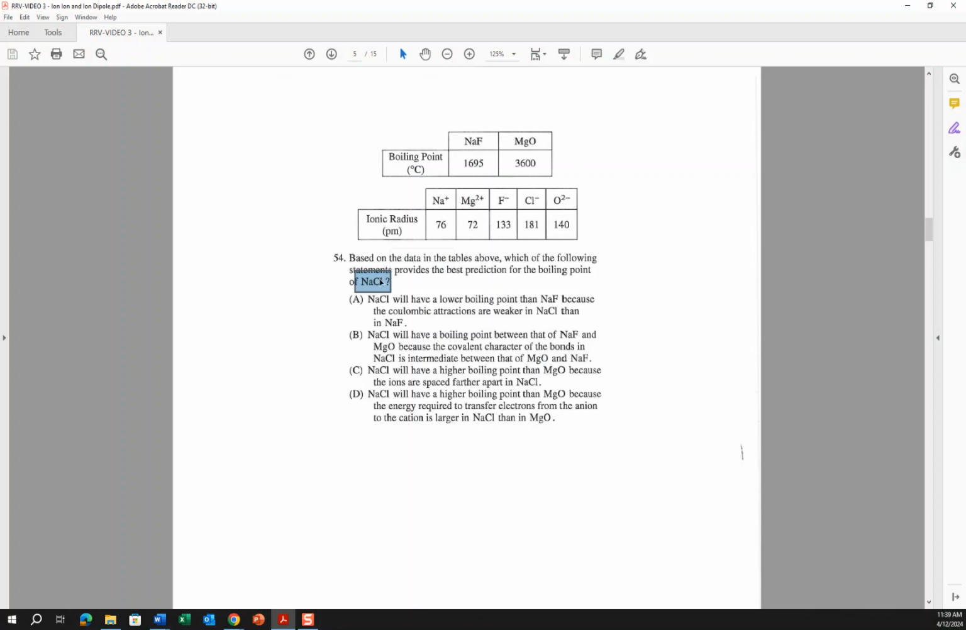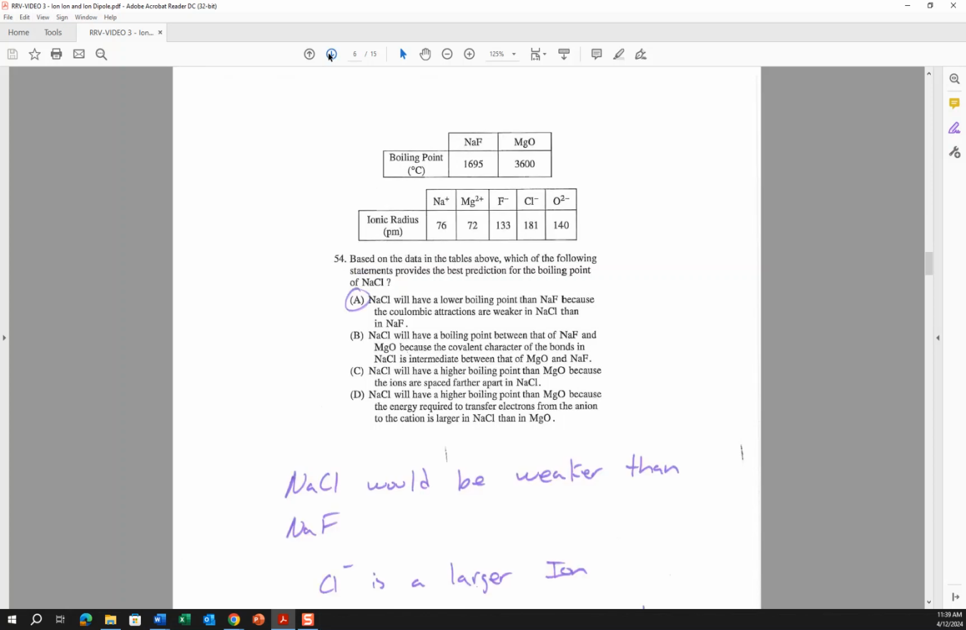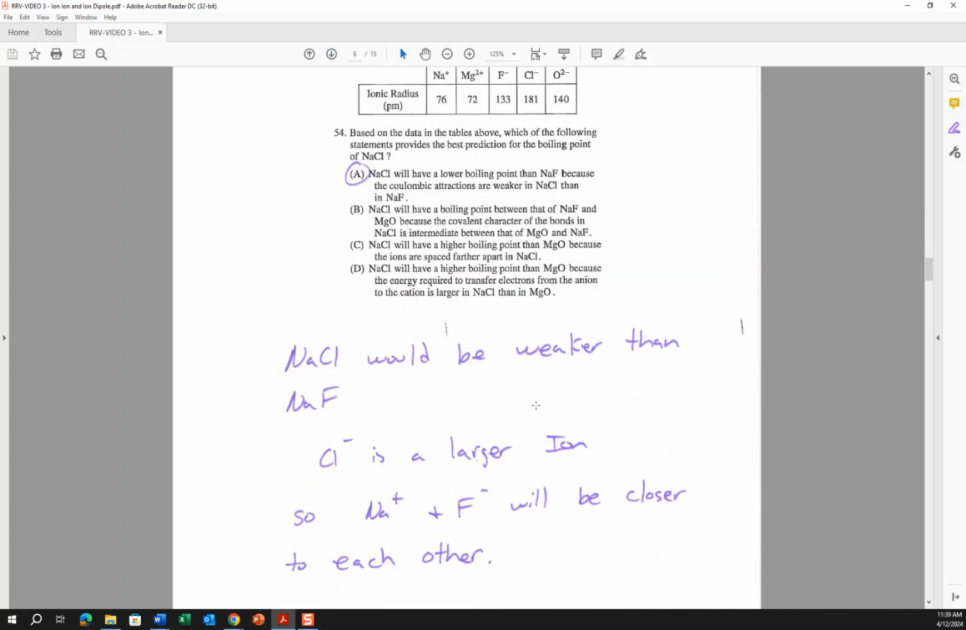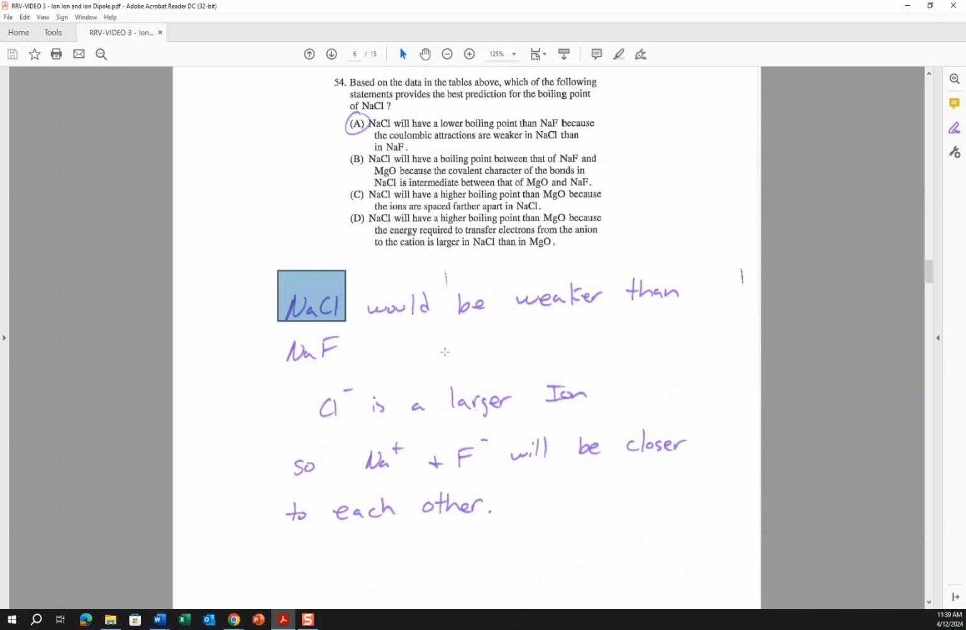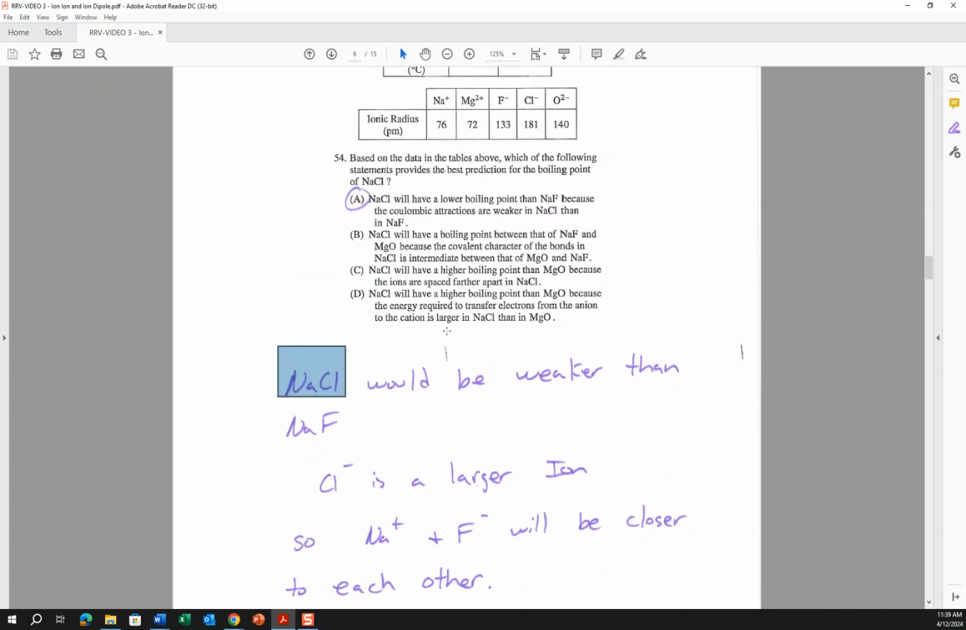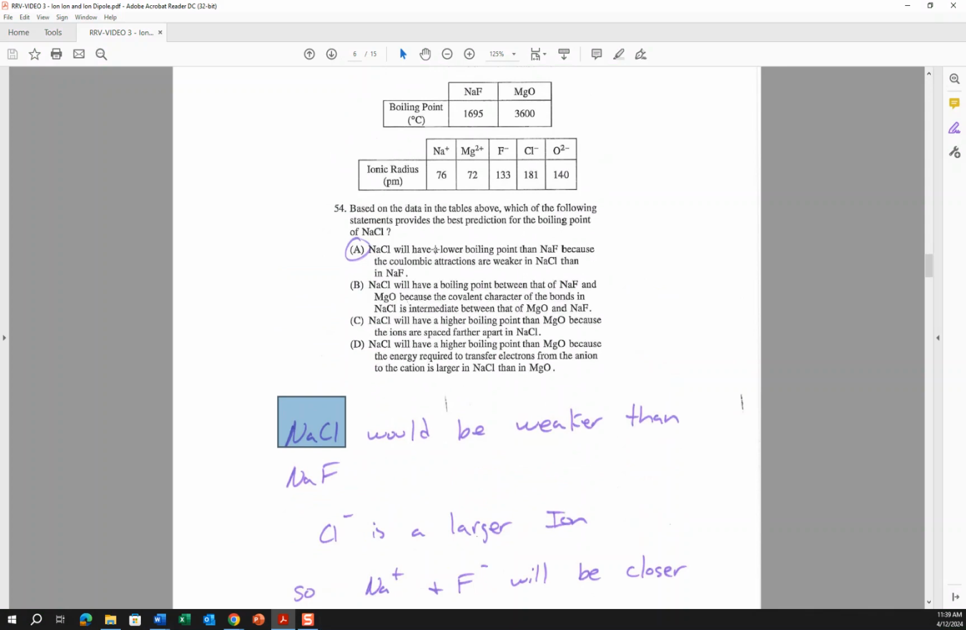So we should understand that chloride is smaller than fluoride. So sodium and fluoride are going to get closer to each other than sodium and chloride. So we would expect the sodium chloride to have the weakest ion-ion interaction, and so it would have the lowest boiling point, the lower melting point, and the weakest lattice energy. So we should expect sodium chloride to be weaker than sodium fluoride, and also magnesium oxide.